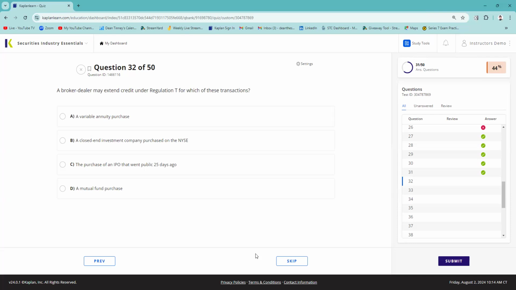This one I don't know. Would they mean extend credit? Is that a margin account? That's exactly what that is.